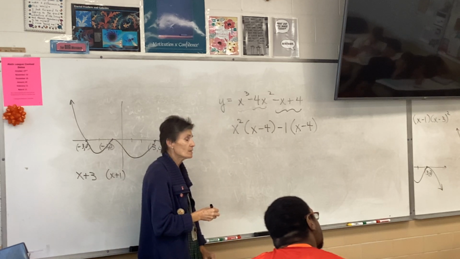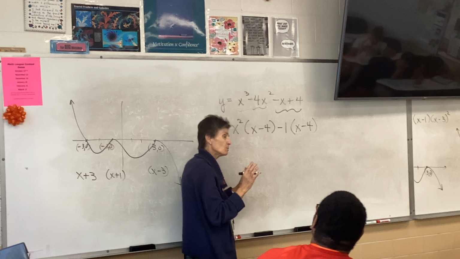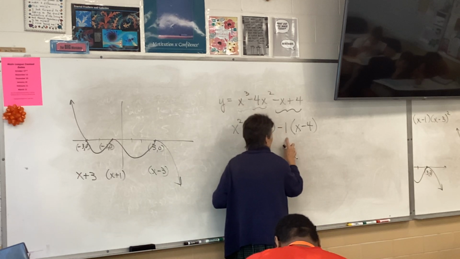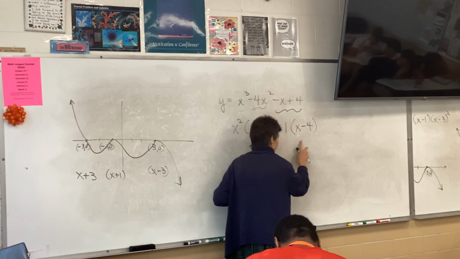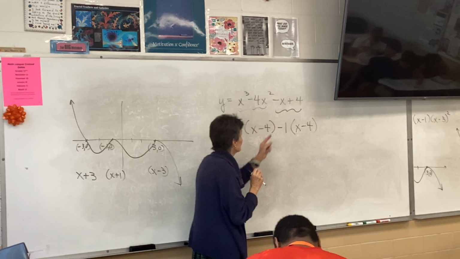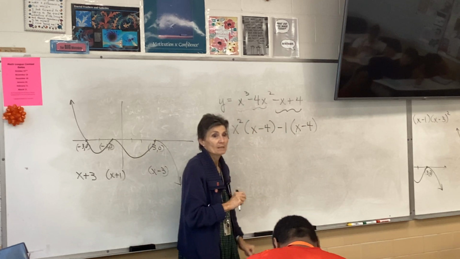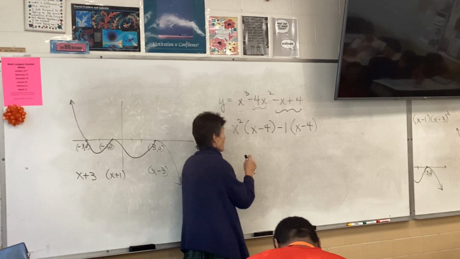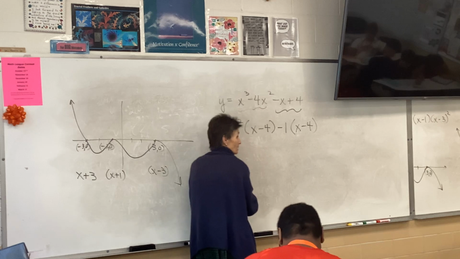If you are ever concerned about, did I do that right? Distribute this back. Negative 1 times x, negative 1 times negative 4. Perfect. Now, what do we notice? Joyfully, we notice that we have a match.